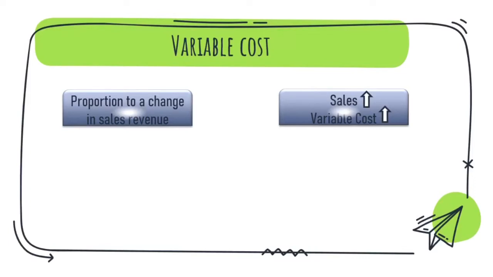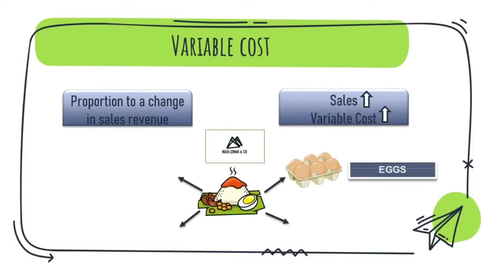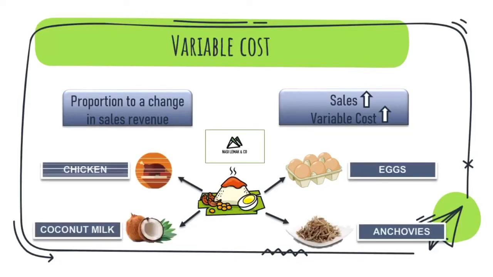For example, if you sell nasi lemak, the variable costs are the raw materials, the eggs, the chicken and anchovies, the coconut milk, and so on, which increase. The higher the food sales, the higher the food cost. Food costs are variable costs. Okay, for more understanding, I also provide an example of fixed cost and variable cost in a picture. I believe showing a picture is more convenient for you to understand.